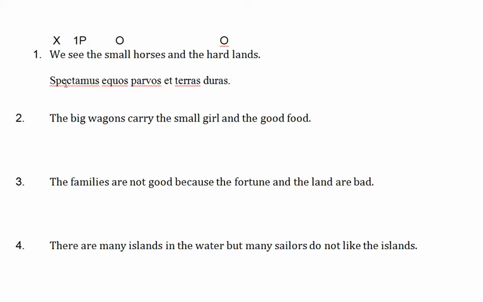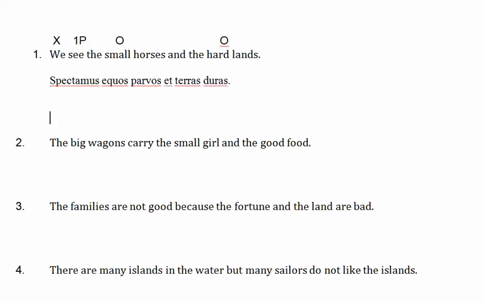All right, next sentence is the big wagons. This is my subject here, and then my verb is carry, and that would be the big wagon, so I make that third plural. And then the small girl would be a direct object, and the good food would be another direct object.